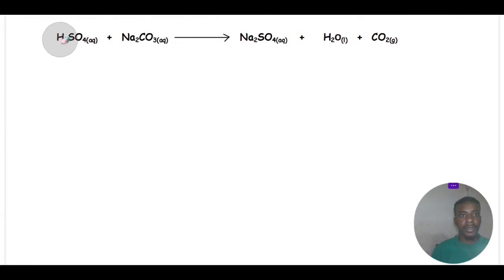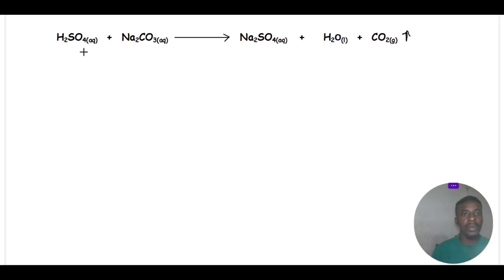Alright, let's go further to calculate the theoretical range of the endpoint. Here's the equation for the reaction. This is sulfuric acid, H2SO4, reacting with sodium carbonate. When an acid reacts with a carbonate, it gives you the salt of it, water, and carbon dioxide gas.